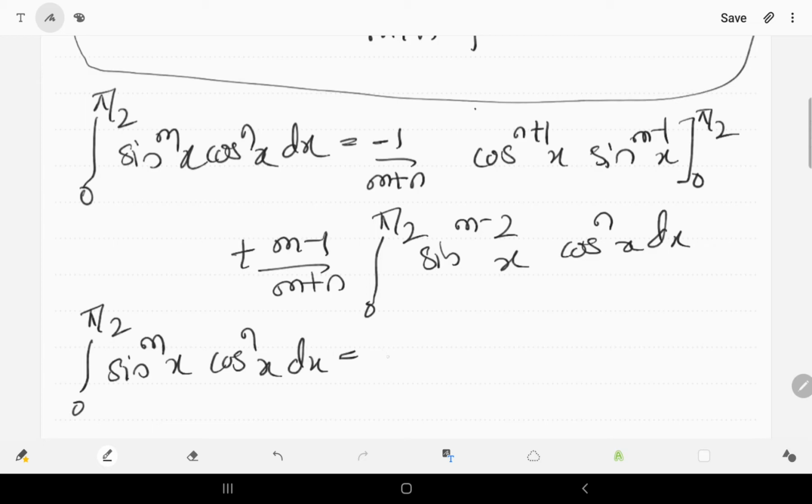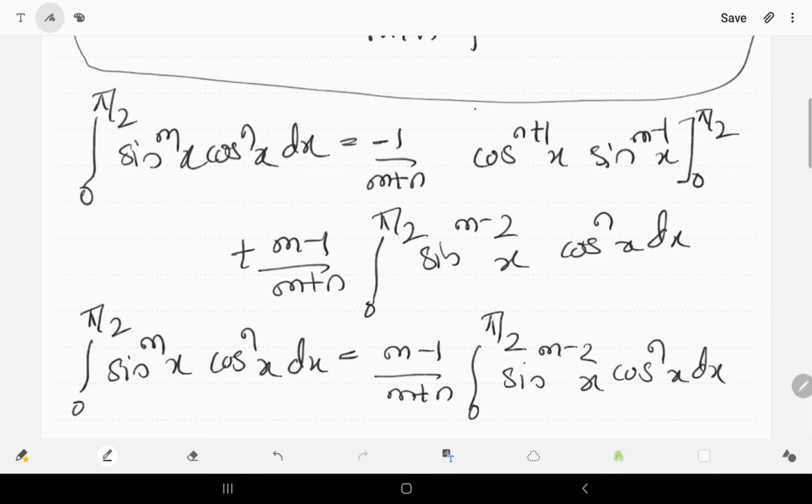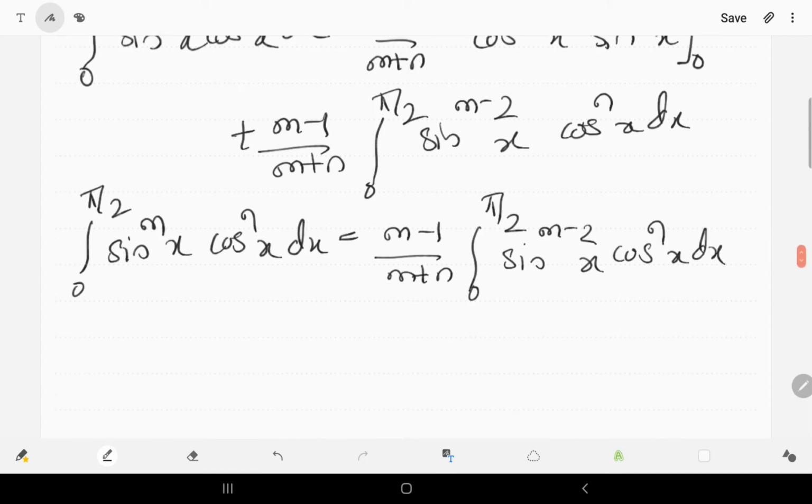the integral from 0 to pi by 2 of sin raised to mx cos raised to nx dx is equal to m minus 1 divided by m plus n, integration from 0 to pi by 2 of sin raised to m minus 2x cos raised to nx dx. Now, it can be denoted as I of m comma n, that is equal to m minus 1 divided by m plus n, I of m minus 2 comma n.